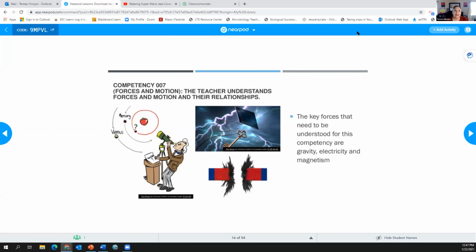Okay, so we're going to get into competency 7. With this one, when you're looking at your descriptors for competency 7, each of them is going to have you look up more information or more concepts. I covered the majority of them. Competency 7 deals with forces in motion. What you need to make sure you understand is gravity, electricity, and magnetism. Those are the main forces based on this competency.